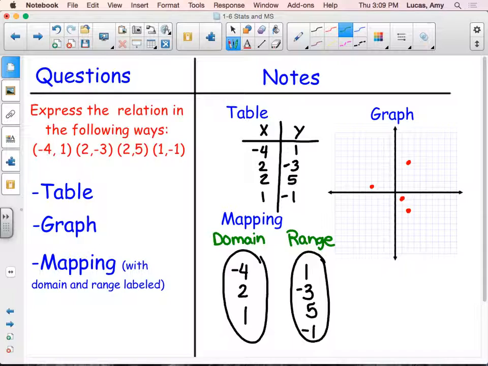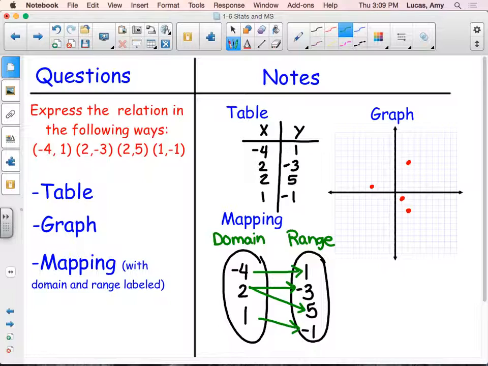Then I draw an arrow to map each domain value with its corresponding range values. So for example, the ordered pair -4, 1 looks like this. 2, -3 looks like this. And then 2, 5 also starts at the 2. So it's like that, where it kind of looks like an angle, like you've got a vertex point, because both of those rays start at the 2. And then my last one, from 1 to -1.